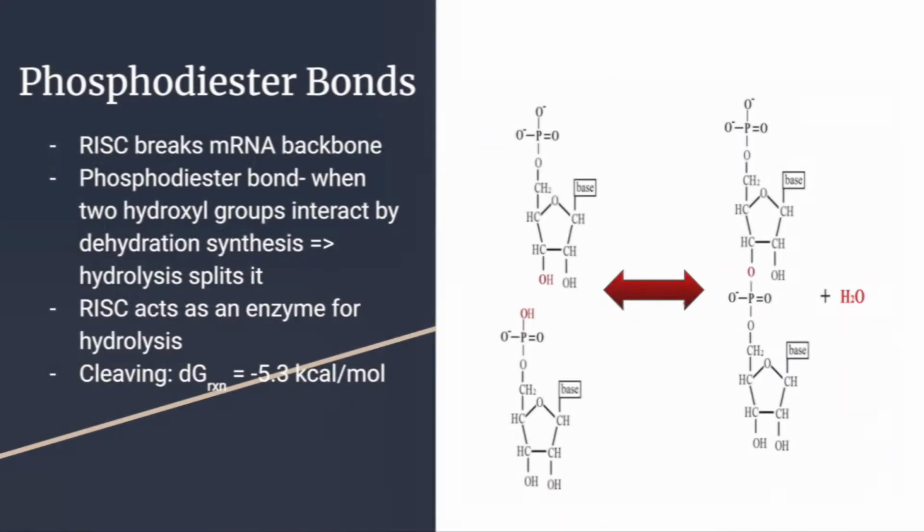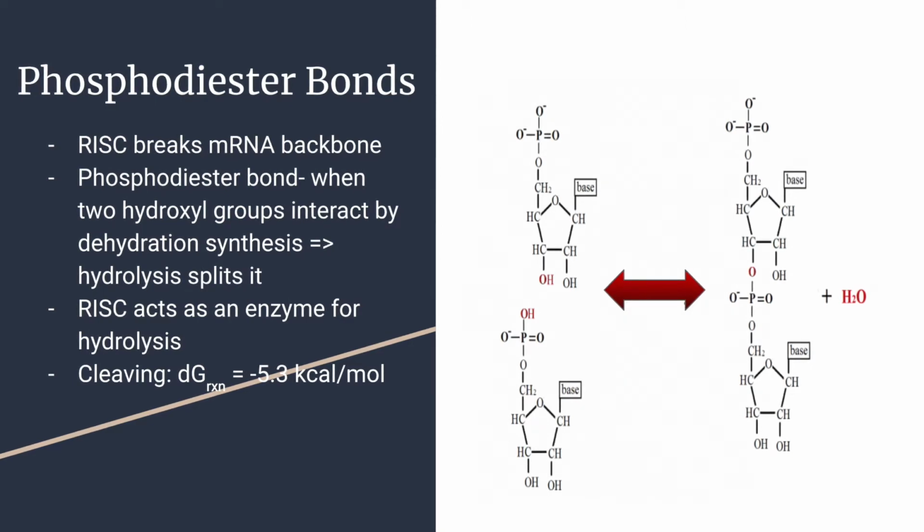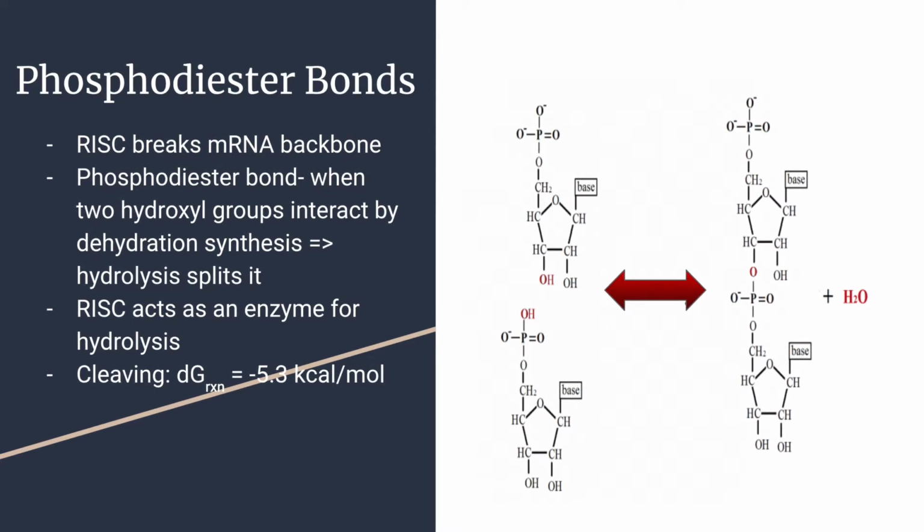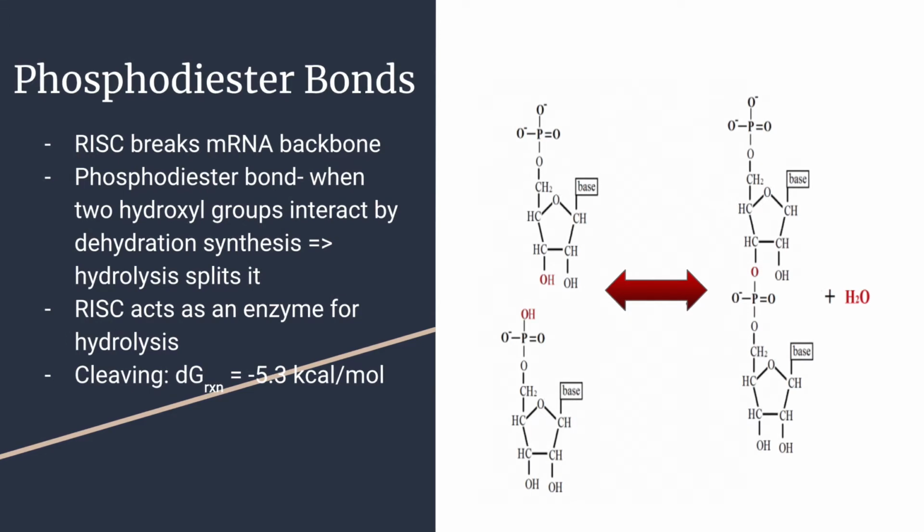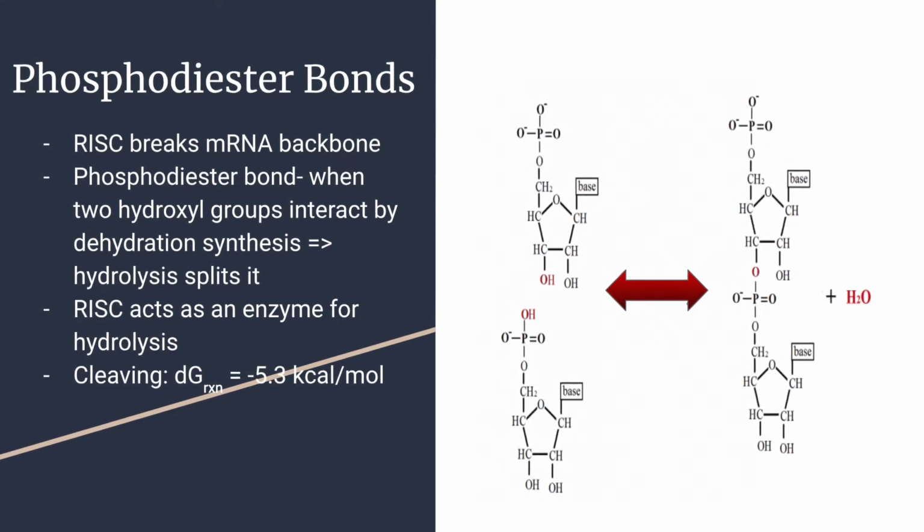Okay, so now I wanted to talk about how the RISC complex actually breaks the mRNA backbone when it's bound and has located the gene it wants to cut. The specific bond that's actually cut is called a phosphodiester bond. This is between a phosphate group and the adjacent ribose sugar in the mRNA.